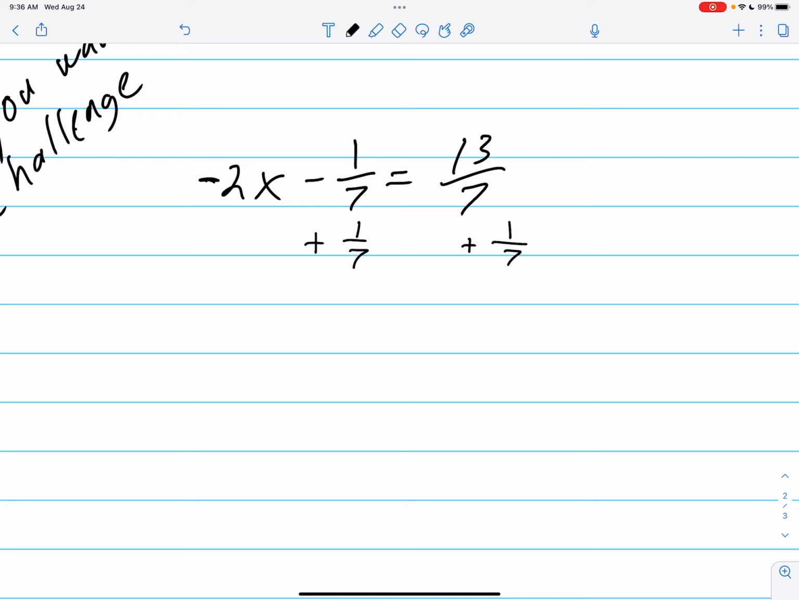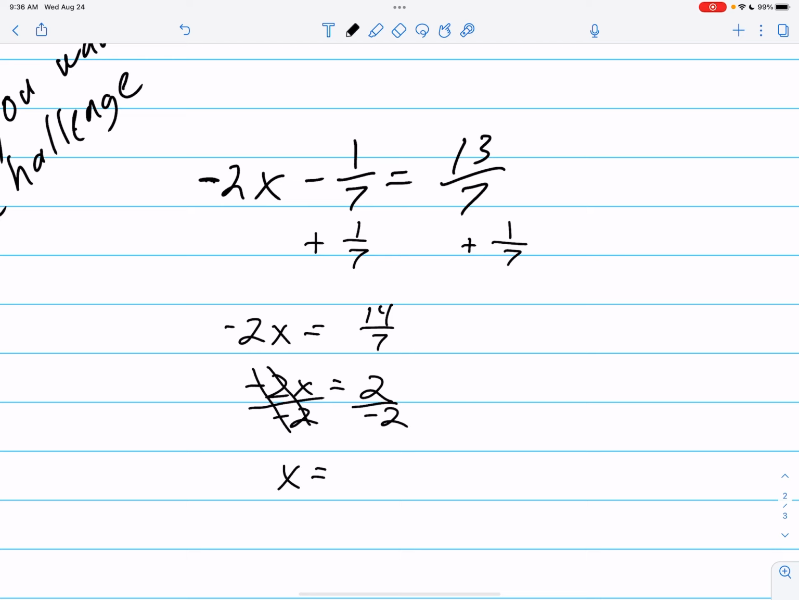Kind of messed up my plurals there. Negative 2x. Negative 1/7 plus 1/7 is 0. So 13/7 plus 1/7 is 14/7. It might be a good time to simplify that right side to make it not look like a fraction. 14/7 is 2, and then I can divide both sides by -2, or multiply both sides by 1/2. It doesn't matter. x equals 2/-2 is -1. Hopefully this helps.